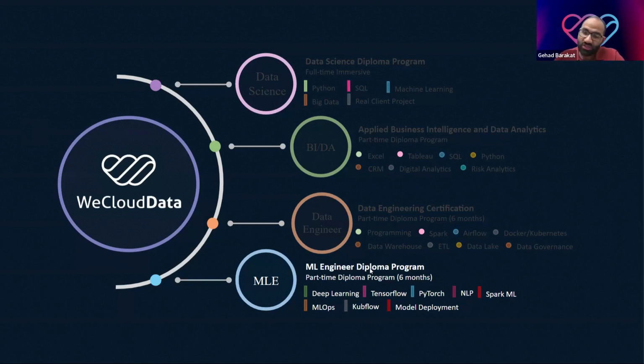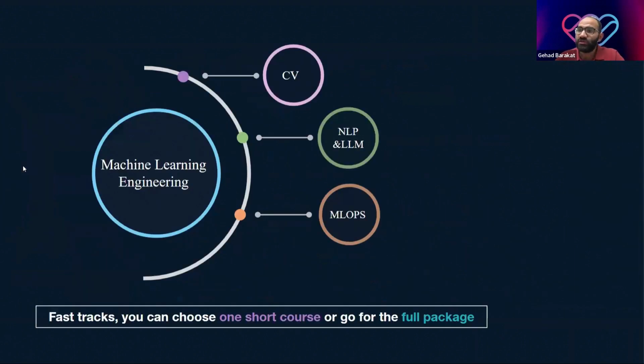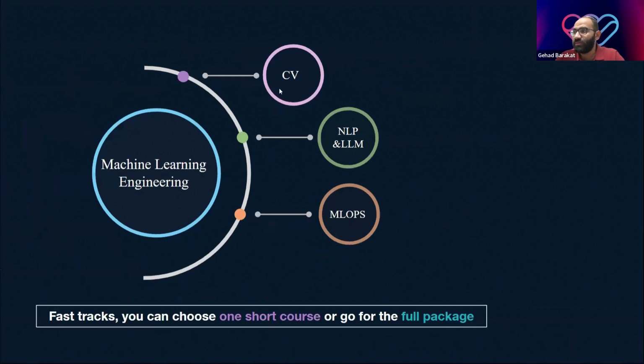The machine learning engineering boot camp is about 6 months, and it's on a part-time basis. We are teaching 3 main topics. The first is computer vision. The second is NLP, natural language processing, and large language models. These are the hot topics in the market right now. And finally, MLOps.